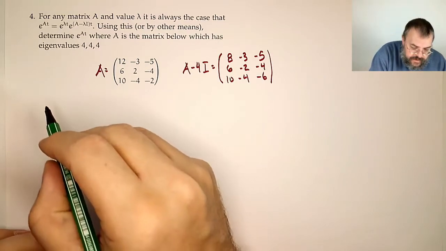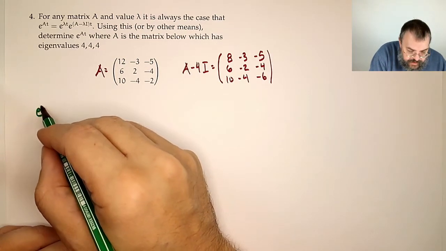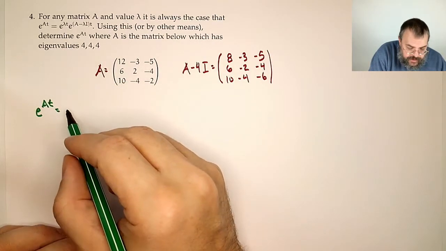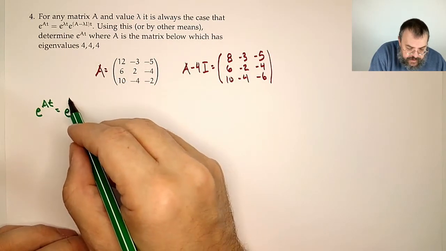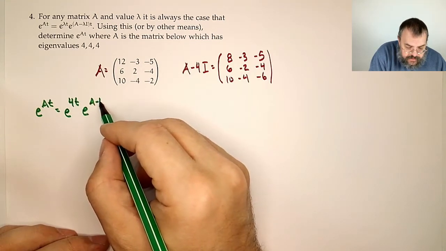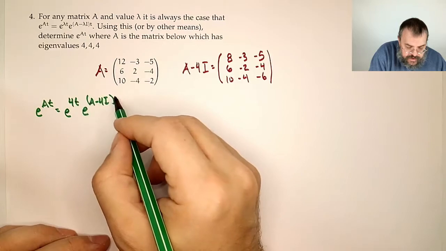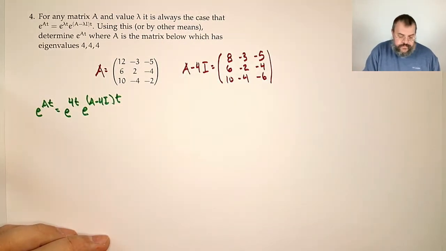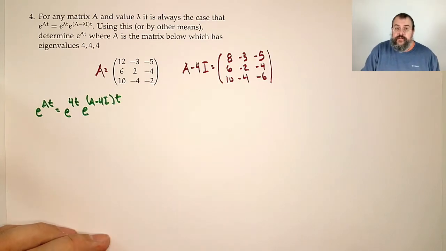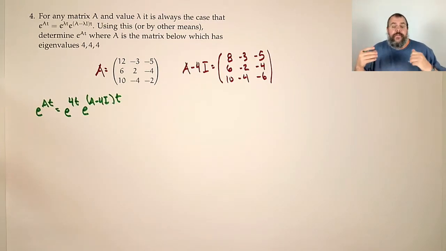Okay, so here's our game plan. We have e to the At. We're going to use this with lambda equals 4. That's e to the 4t times e to the (A minus 4I) times t. So that's just the definition. And now the question is, well, how do we compute this? Well, if all the eigenvalues are 0, the answer is you don't have to do anything fancy. You just have to compute some powers.